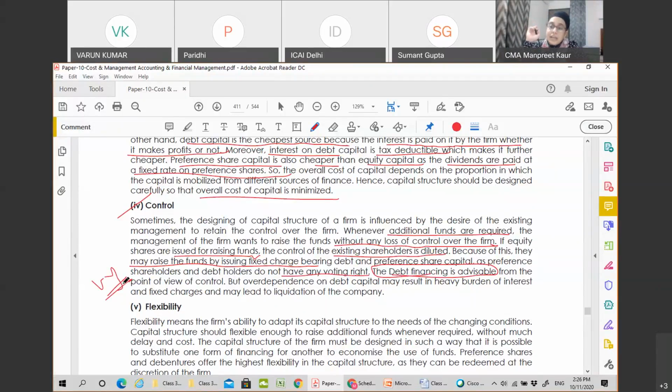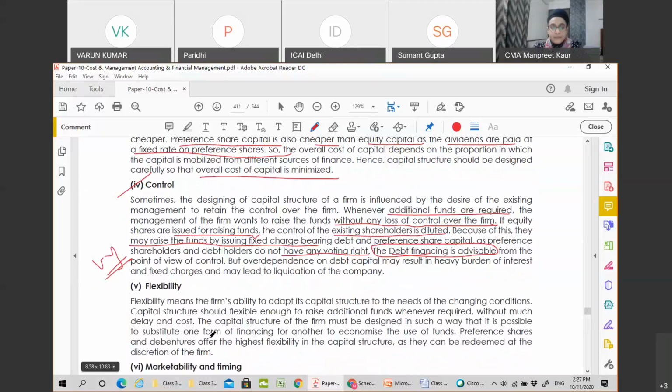सबसे पहले आप उसका डेट इक्विटी रेशियो चेक करोगे. सेकेंड, आप देखोगे कि अगर हमारे एग्जिस्टिंग शेयरहोल्डर्स को कोई प्रॉब्लम नहीं है, हमारी सेल्स अच्छी हैं, तो हम लोग क्या करेंगे? सबसे पहले debt financing is advisable from the viewpoint of control, but over-dependence on debt capital may result in a heavy burden of interest and fixed charges that will lead to the liquidation of the company. This is all from the viewpoint of control.